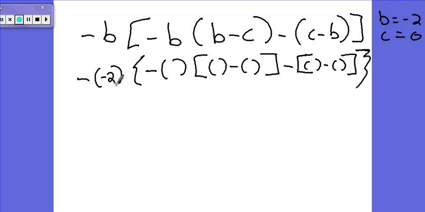Another good reason to do the parentheses is when you start having all these negative signs, it keeps everything separated. And as the Offspring say, you've got to keep them separated.